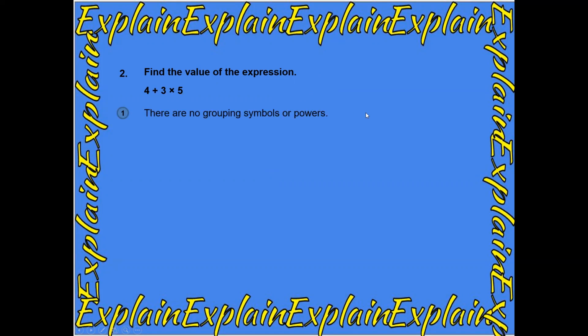There are no parentheses and no exponents. There is multiplying, and I multiply before I add. PEMDAS says to multiply and divide before you add and subtract. So we're going to do the 3 times 5 first, which is 15. Then we're going to add the 4. And 4 plus 15 is 19. So you have to multiply first because that's the order of operations.